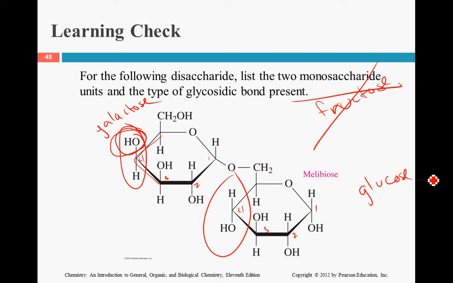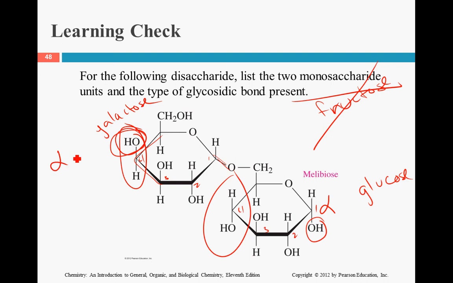Okay, the next thing you want to look at is whether or not it's alpha or beta. So when it's down, it's alpha. When it's up, it's beta. This one, the first carbon is pointing down, so that's alpha. This one is also pointing down, so that's also alpha.